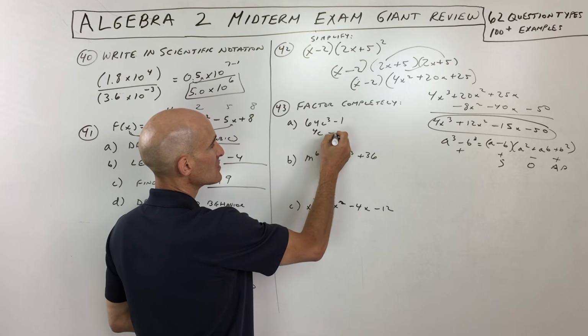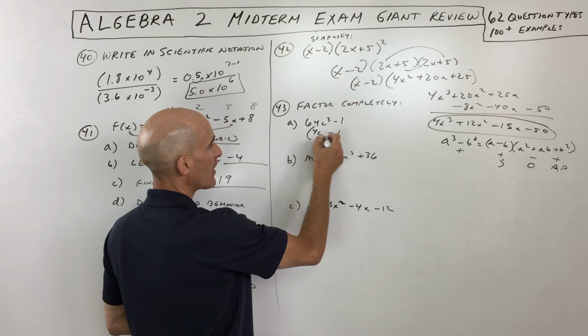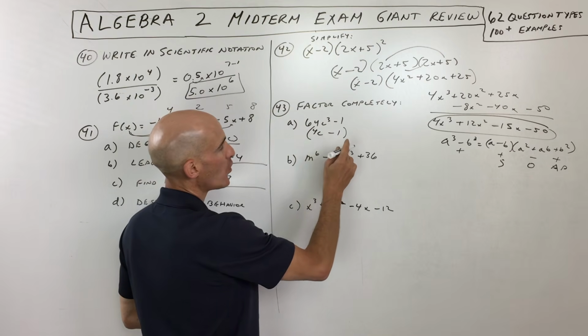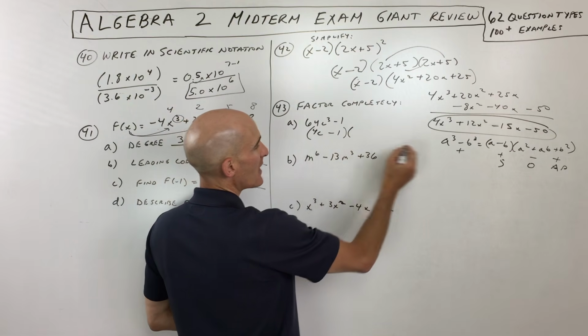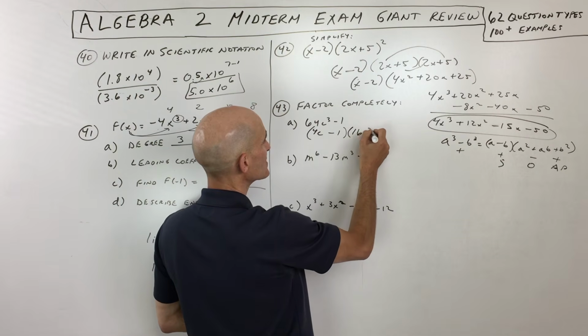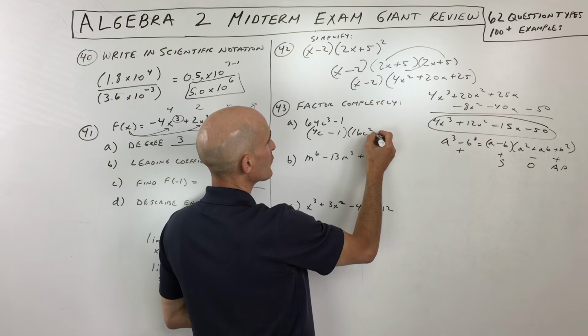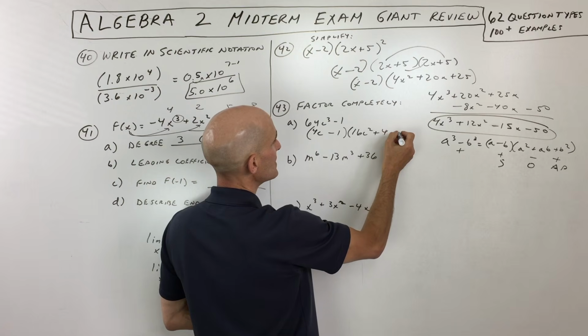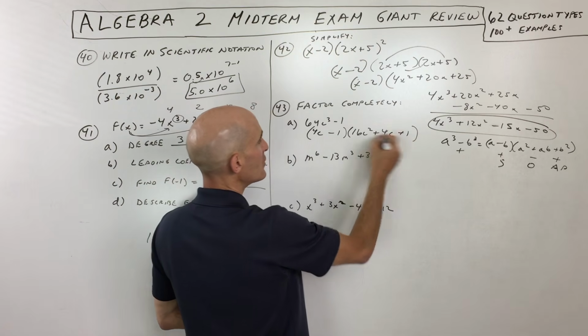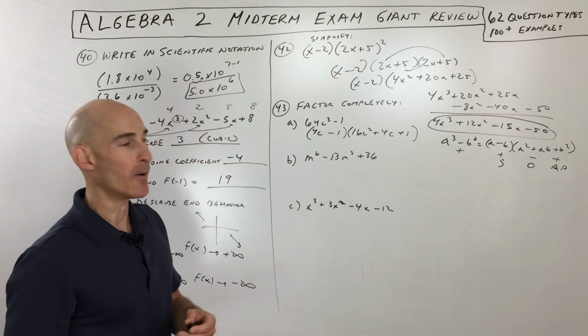But in this case, we can see that 64c cubed, this is really 4c cubed. 1 cubed, the cube root of that's just going to be 1. So our a value is 4c, our b value is 1. So this is going to be 4c minus 1. 4c squared is 16c squared. 4c times 1 is 4c, and then 1 squared is 1. And you can't factor it any further. That's as far as you can go.